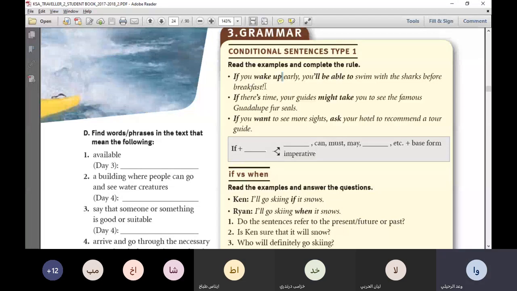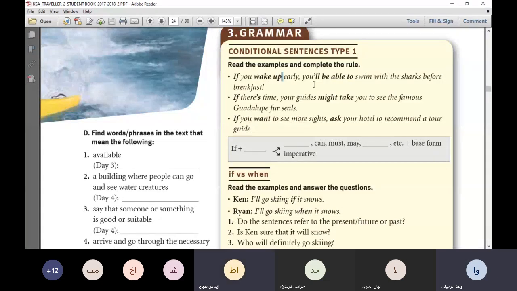Yes, very good. Who said that? Khuzama. Thank you, Khuzama. So because here I can see that he used will. So I know that if there is will or can or must or may or the imperative form, it means that he means type 1. Then the verb should be in the present simple. Directly present simple. It could be the opposite. I can say, if you wake up early, you, and then I will leave it as a blank, be able to swim with the sharks before breakfast.